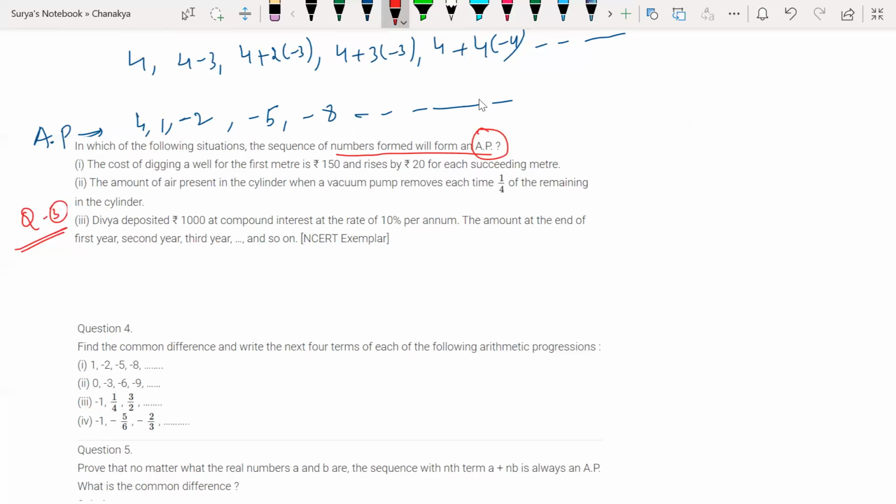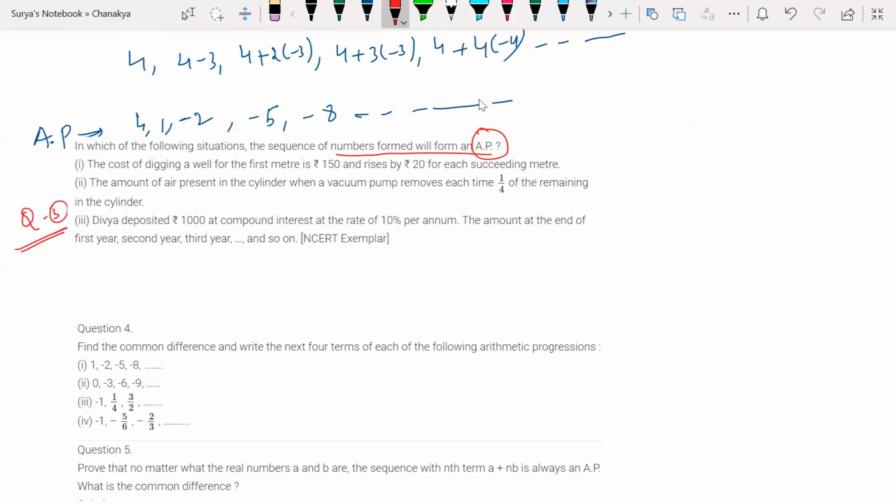In which of the following situations will the sequence of numbers form an AP? The cost of digging a well for the first meter is 150 rupees and rises by 20 rupees for each succeeding meter. What did you understand from this question? It will form an AP, sir. The cost of digging for the first meter is 150, so a is 150. The common difference is 20: 150, 170, 190, 210, and so on.